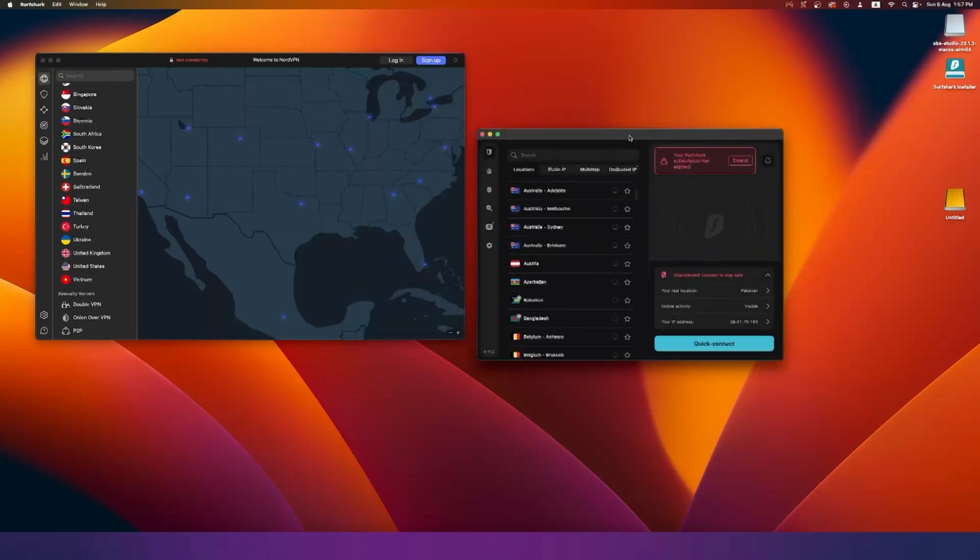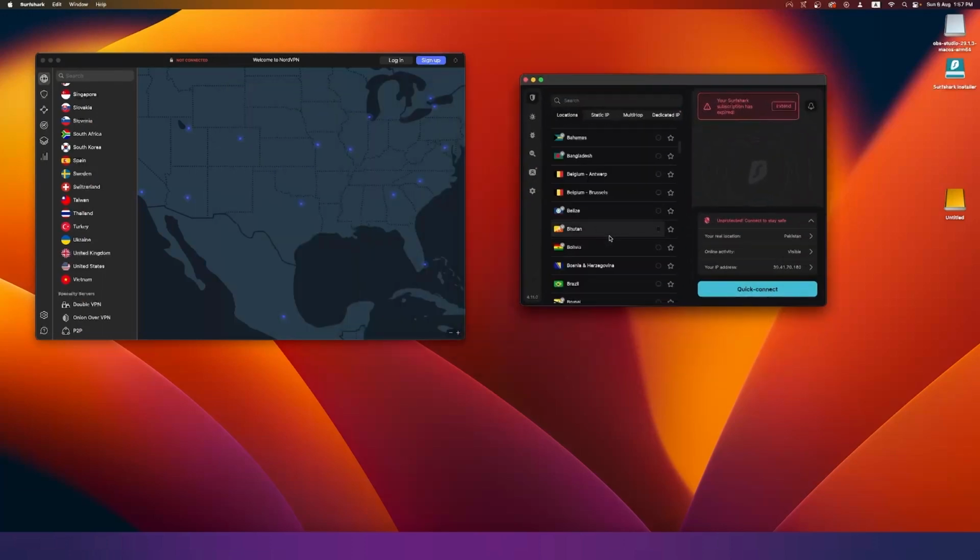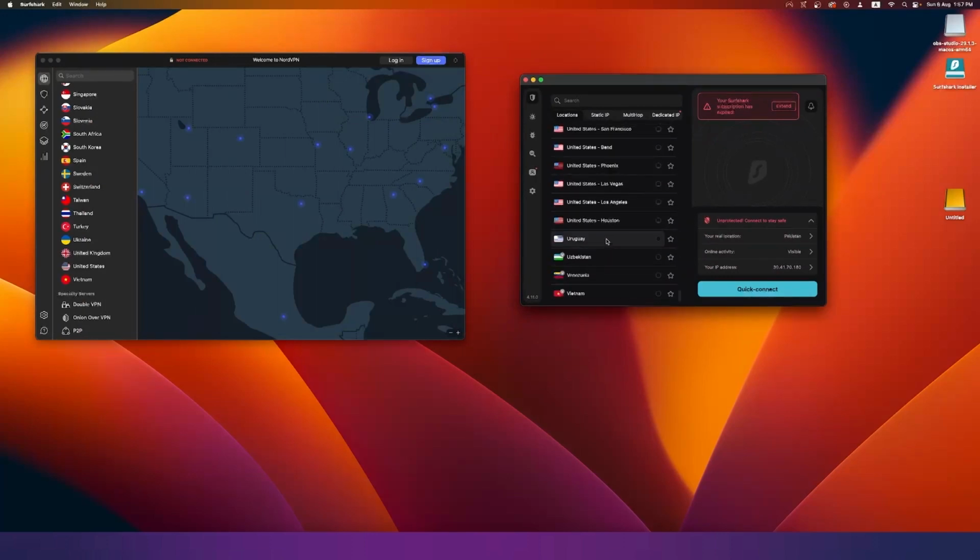Then we got Surfshark. Now, Surfshark is by far one of my most favorite VPNs. Why? Because look at these locations. They got so many locations, the most locations among Express and Nord and Surfshark. Now, of course, the more the locations, there have to be some drawbacks. And the drawbacks are that Surfshark isn't exactly the fastest. They are very stable, but they're not the fastest. But they give you the option for static IP. So your IP stays the same every single time you hop in and hop out of the VPN.